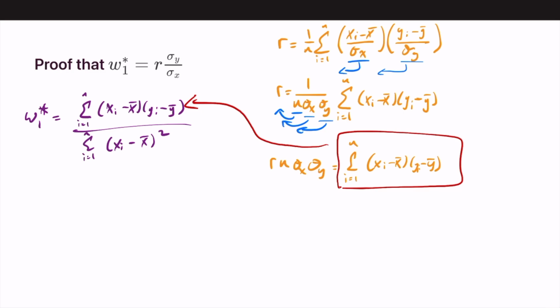So we've got our W sub 1 star, and now that equals, we've replaced our numerator. We haven't replaced the denominator yet, but we will, so let's not write that. But this numerator has been rewritten as R times N times the sigma X, sigma Y.